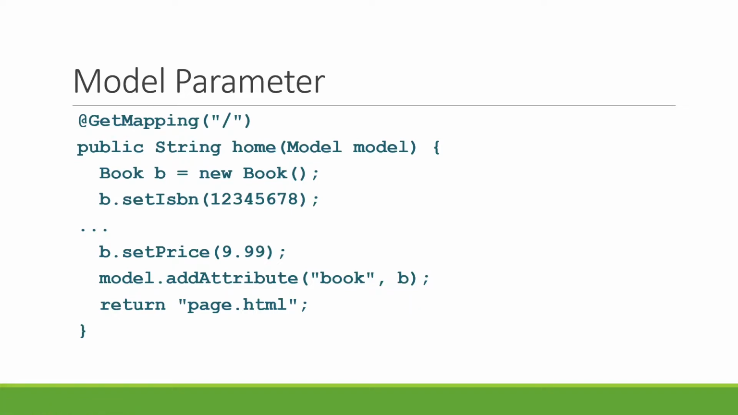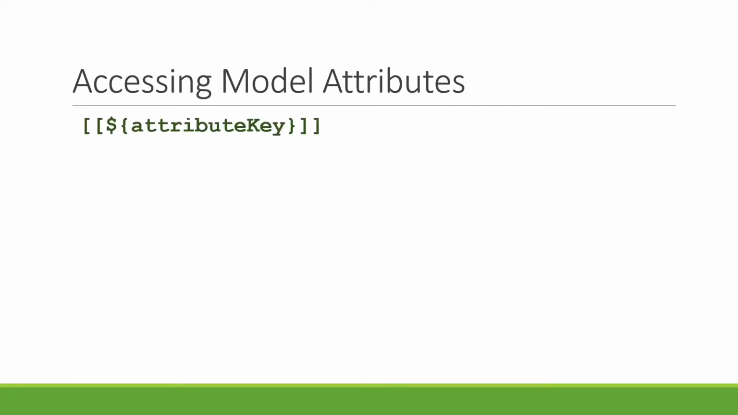Now, how do we access them in our output pages? To do a quick output of a model attribute, you can use the syntax shown here. You put two opening square brackets, a $ sign, a set of curly braces, and then close the two sets of square brackets. Inside the curly braces is your attribute key, and this is the key of the model attribute that you're trying to access. But don't put any quotes around this key value.